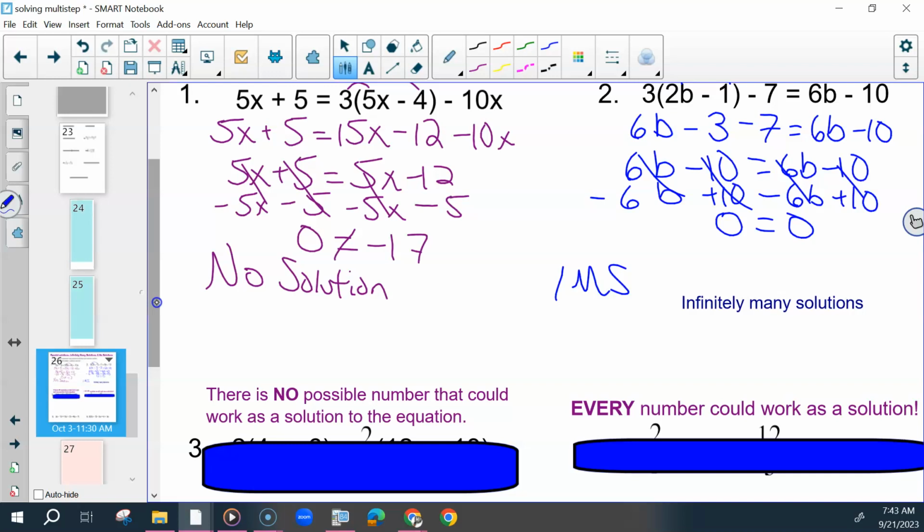Just like with no solution, if you see that this has the same coefficient and the same constant, that's going to tell you that's infinitely many. So if you see that, you could stop there, say this is infinitely many, or if you want to keep solving, you could do that as well. So far, do you have questions on how no solution or infinitely many solutions work?